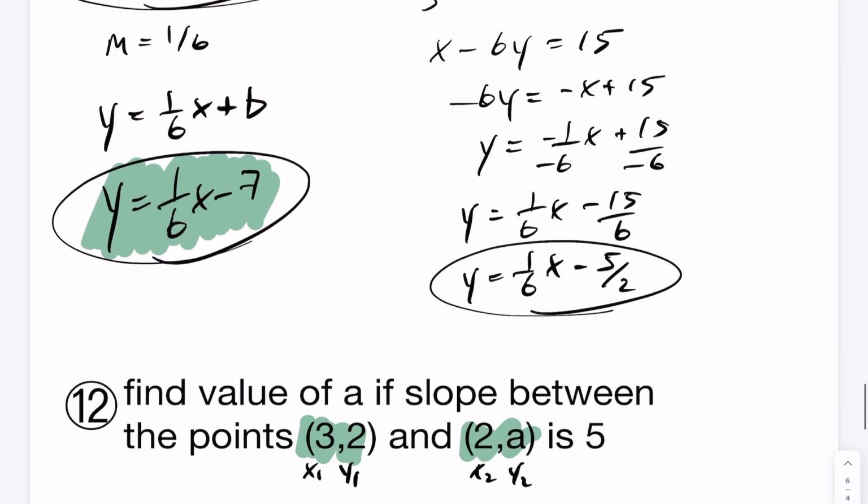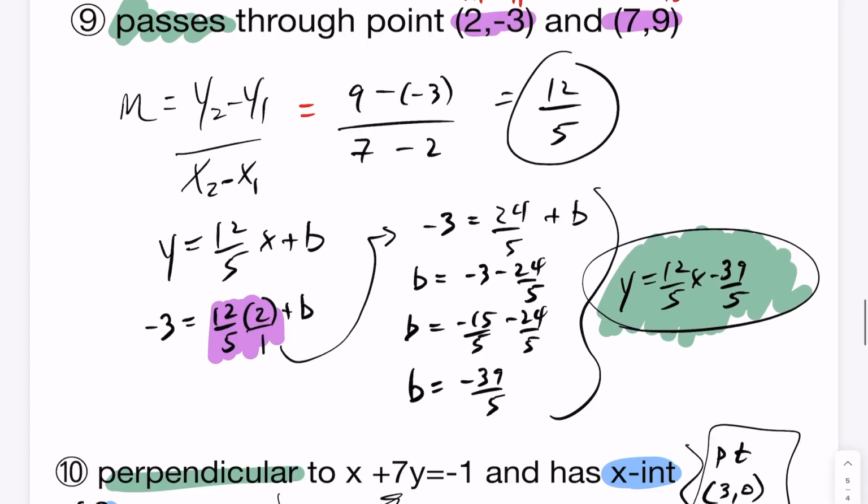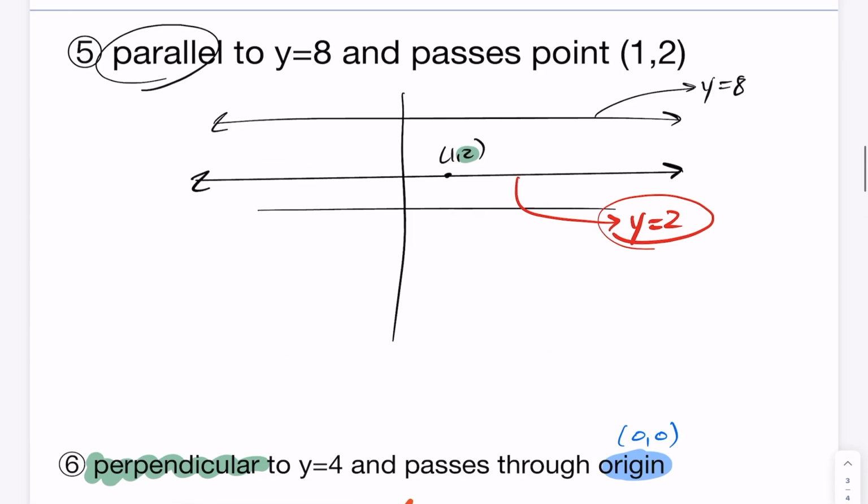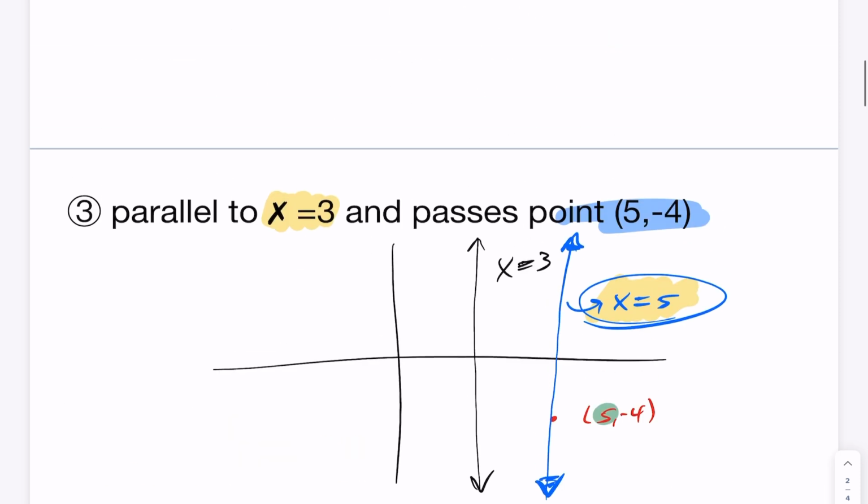All right, that concludes today's examples: finding the equation of a line given parallel and perpendicular lines, slopes, and y-intercepts.